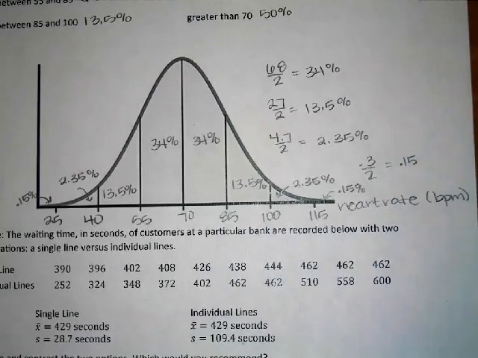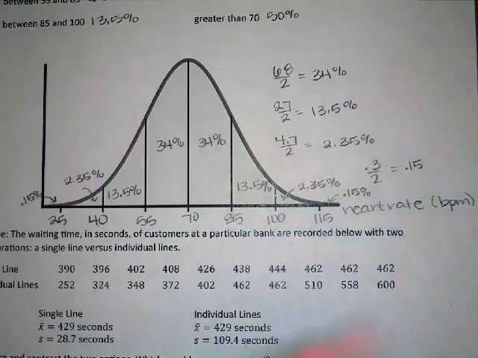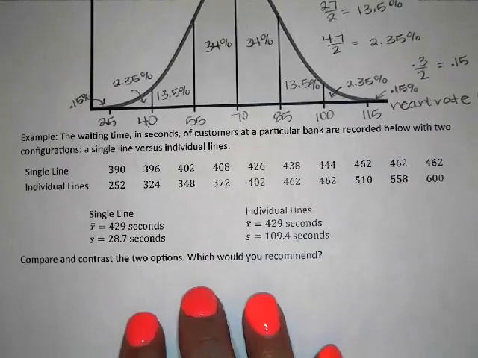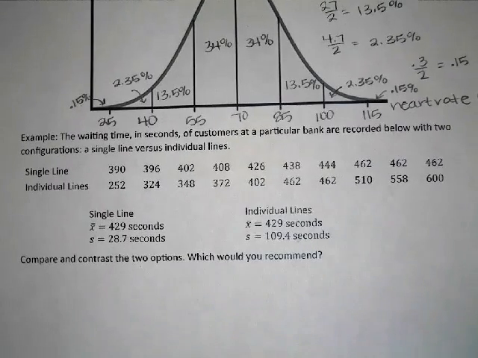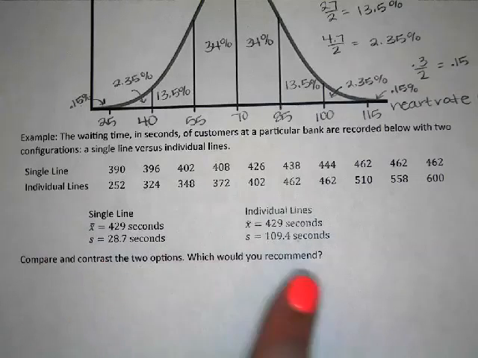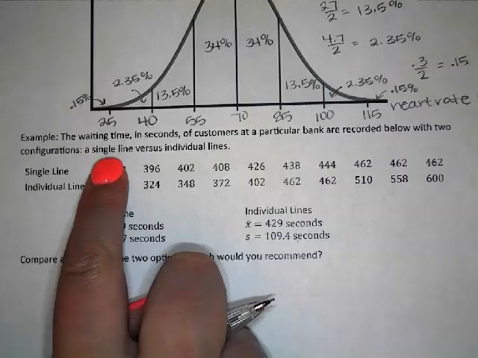Okay. The next example says the waiting time in seconds of customers at a particular bank are recorded below with two configurations. A single line or individual lines. So when they say a single line, they mean that when you walk into the bank, everybody gets into one line, and then when it's your turn, you go to the individual teller who just became free.